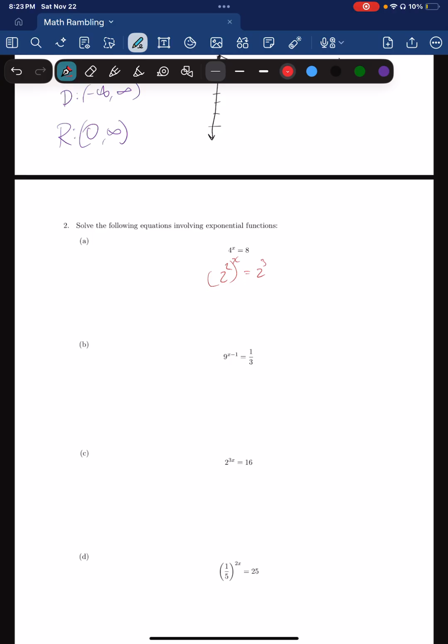Okay. When we have an exponent to an exponent, we multiply them. So I'm going to write this as 2 to the 2x equals 2 cubed. And since we have the same base, we could take the log base 2 of both sides to get 2x equals 3. Divide by 2. That means x equals 3/2. Wonderful.